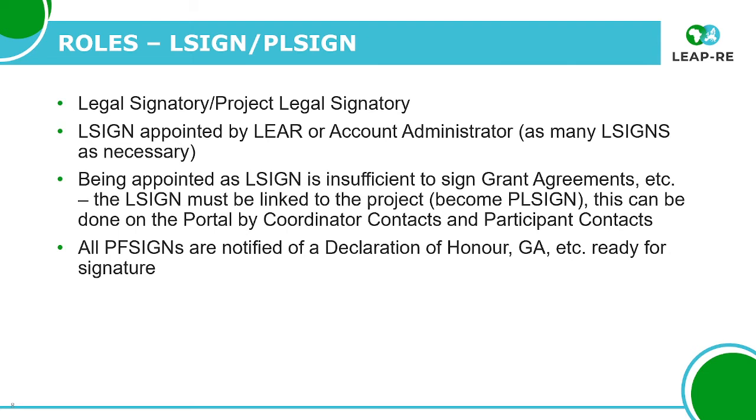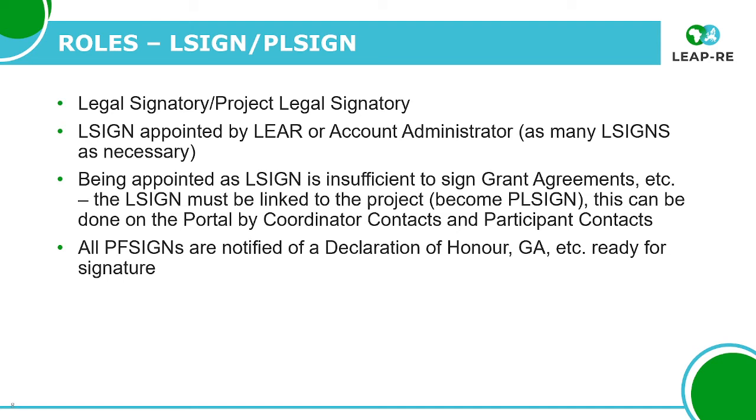Just like financial signatories, legal signatories or L-signs must be nominated for an organization by the LEAR or an account administrator. An organization can have an unlimited number of L-signs, which is an organization role. Once appointed, L-signs can be assigned to a particular project by a coordinator contact or a participant contact, becoming project legal signatories or PL-signs, which is a project role.